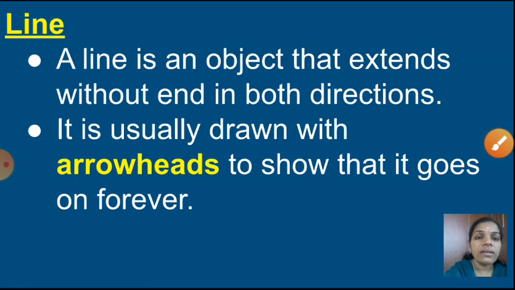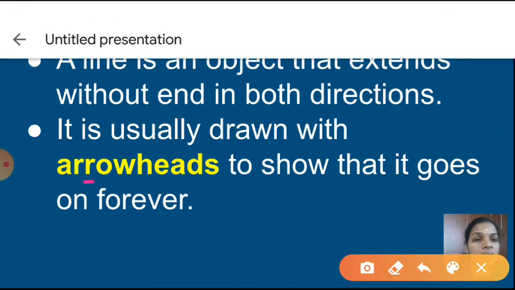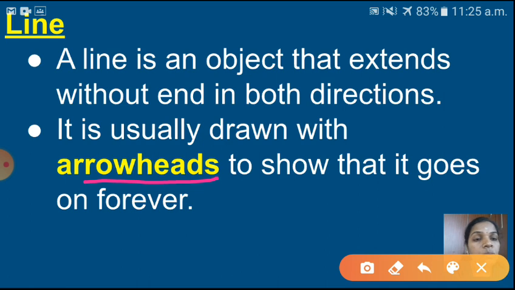Next one is line. A line is an object that extends without end in both directions. It is usually drawn with arrowheads. On both sides of the line, what is there? Arrowheads are there to show that it goes on forever. So children, that line we can extend. If you want, you can extend it on both sides.